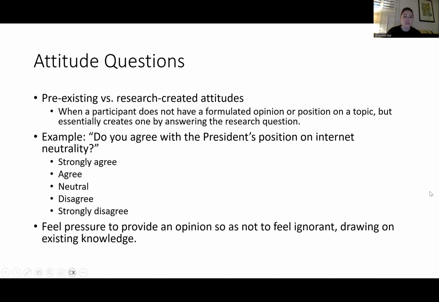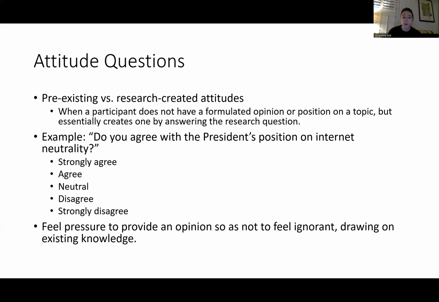So in terms of questions that assess attitude, there are some issues with these kinds of questions as well. So there's the idea of pre-existing versus research-created attitudes. This is when a participant does not necessarily have an opinion or a position on a topic, but essentially they kind of create an opinion after reading the research question. So it could be something they've never thought about before until they're asked on a survey. So for example, do you agree with the president's position on internet neutrality? Probably not something a lot of people think about on a regular basis or have an opinion about, or even know what the president's stance is on internet neutrality.